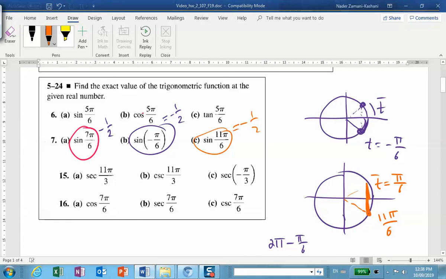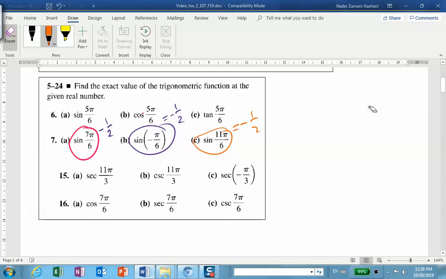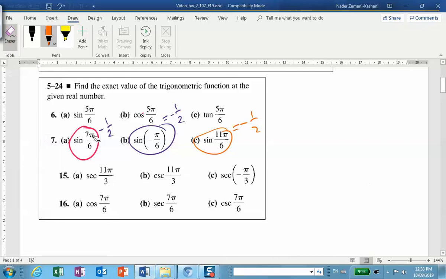All right, so let's do the next row. These are important. They will appear in your quizzes and things like that, of course. Okay, let's see now. Let's erase this.